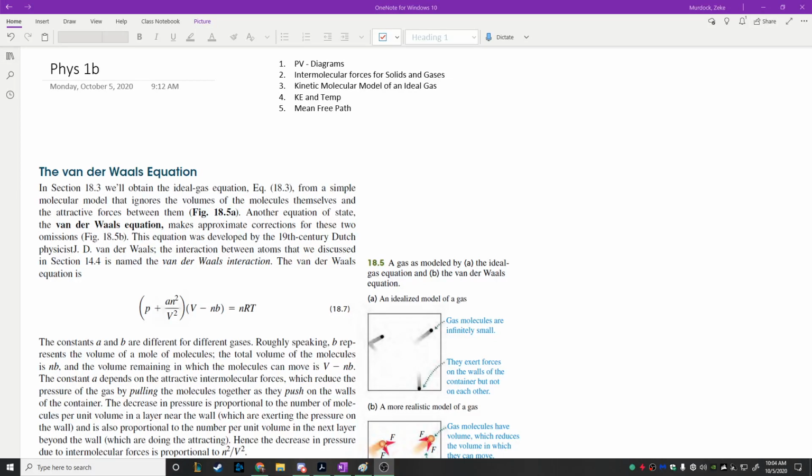Okay, this is Physics 1B for October 5th. Here's a list of the topics that we're going to be discussing. We're going to talk about the van der Waals equation. We're going to talk about pressure versus volume diagrams. And then we're going to start talking about how molecules inside of solids and gases work. Actually, let's just say solids and liquids.